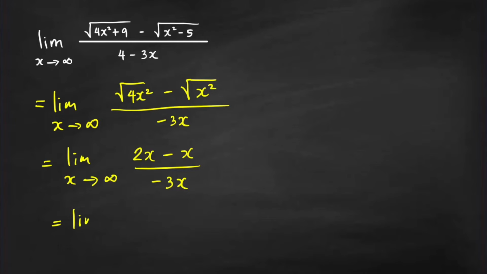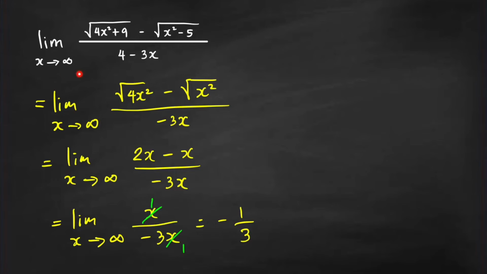So here, the limit I think is already clear. This is equal to x over negative 3x, and we just cancel the common factor x between the numerator and denominator. So we get 1 over negative 3. The limit of a constant, so that is equal to negative 1/3.